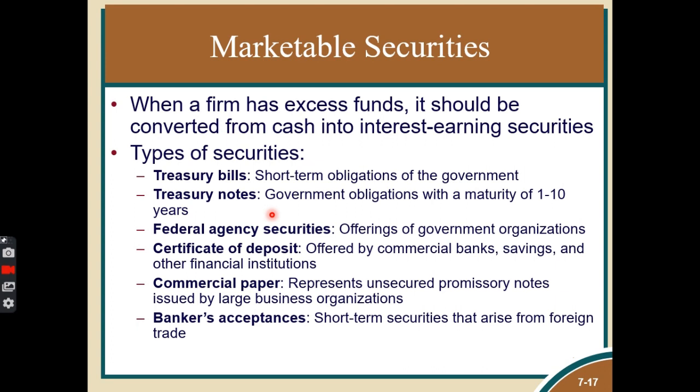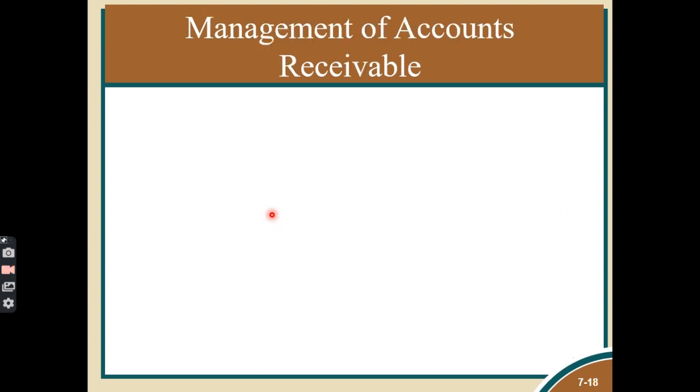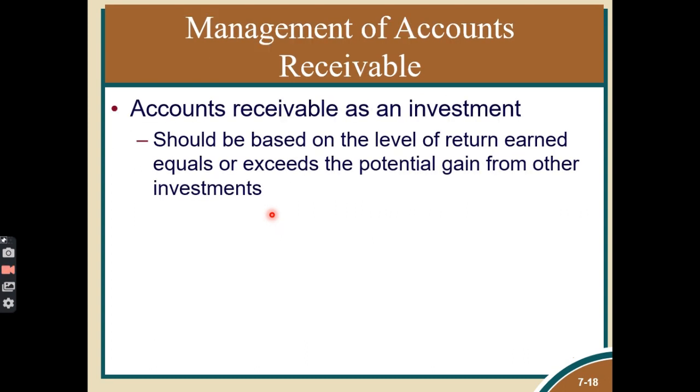So for marketable securities, the basic thing is, number one, for you to have excess cash, and number two, for you to choose a particular security where you are going to invest your excess cash. So that's basically how you can manage marketable securities. We now go to our receivables.